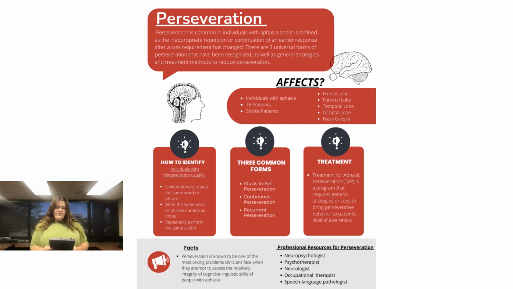And the next section of our handout is the effects. So, as we know, individuals with aphasia are mainly the ones that show signs of perseveration. Perseveration can also be found in traumatic brain injuries and stroke patients. As we know, the lesion that causes perseveration is commonly found in the frontal lobe, the parietal lobe, and the temporal and occipital lobe, as well as the basal ganglia.